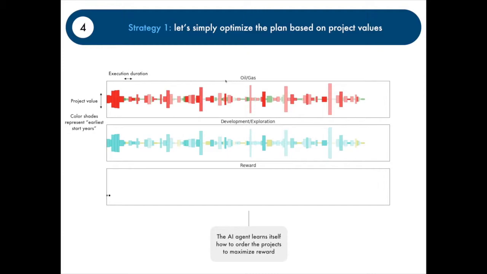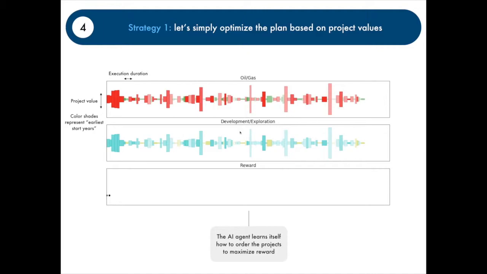Our first strategy is to simply build a plan that is optimized on project value. This can be done in Excel, but is a good way to check our AI assistant. Here you see a drilling sequence in which each block is a project. Red and green mean oil and gas. The width of the block is the duration. The height of the block is the value. Color shading represents the earliest start year.